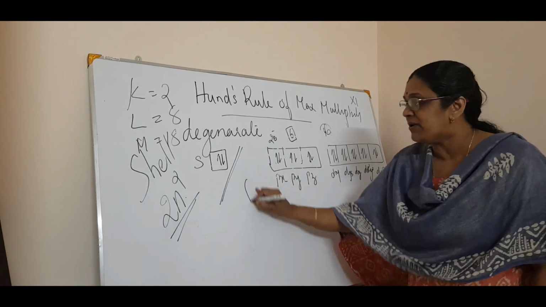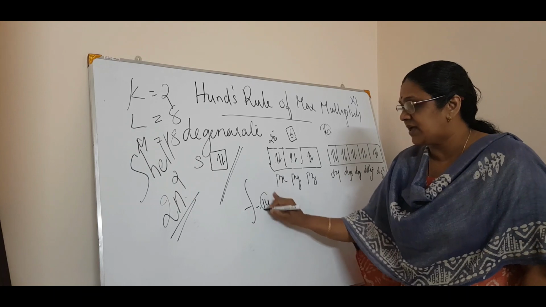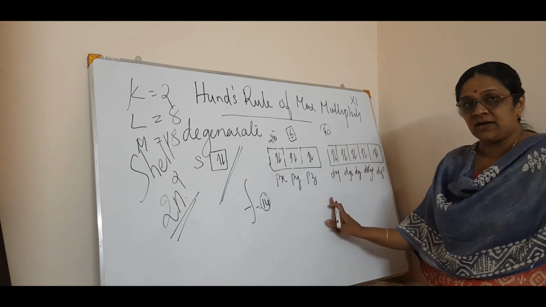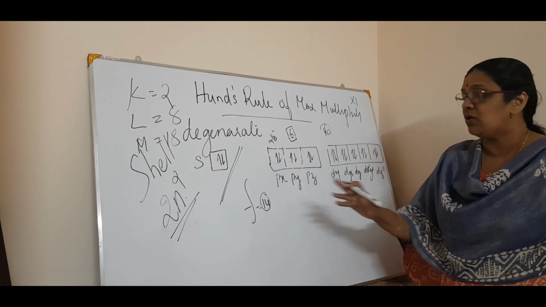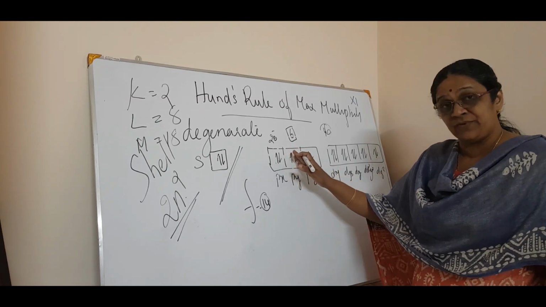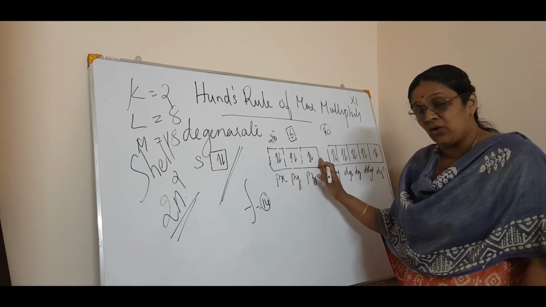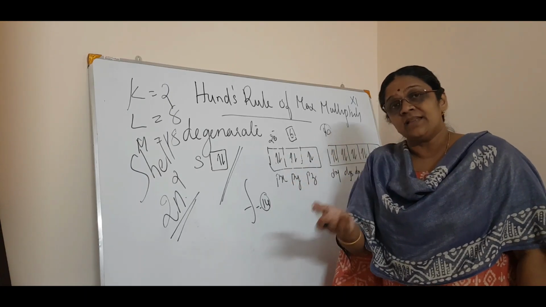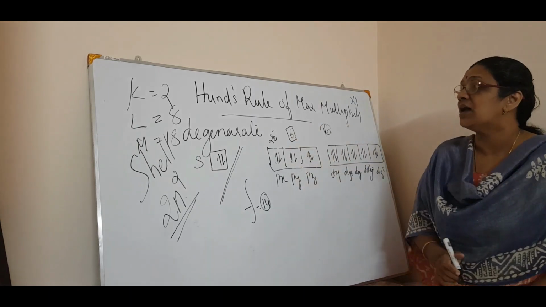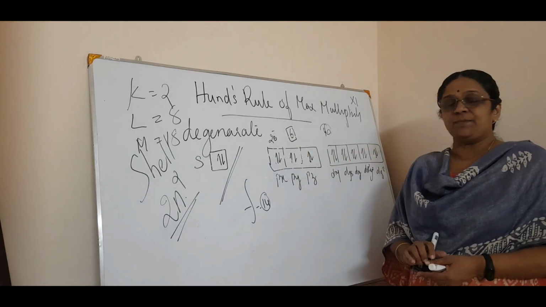Likewise in the f orbital also, 14 electrons. That is how many? 7 orbitals, each orbital 2 electrons. So only filling, the first filling takes place in each orbital, or at least every orbital must have at least 1 electron, and then the pairing starts, and that is called Hund's rule of maximum multiplicity.